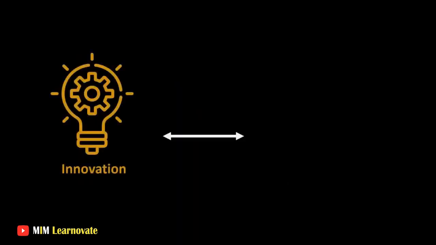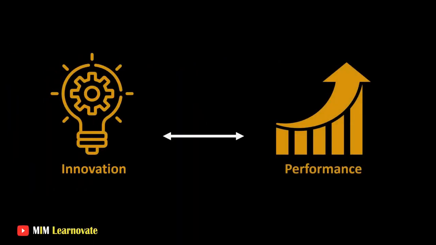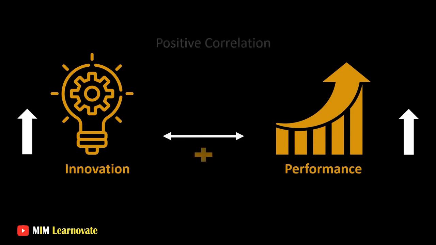Let's see the next example. The correlation between innovation and performance is positive. That is, the highest level of innovation is associated with increased firm performance. Innovative companies tend to achieve higher performance.